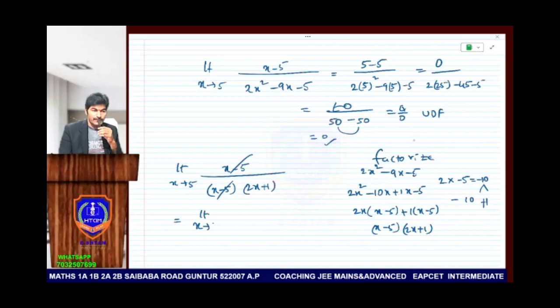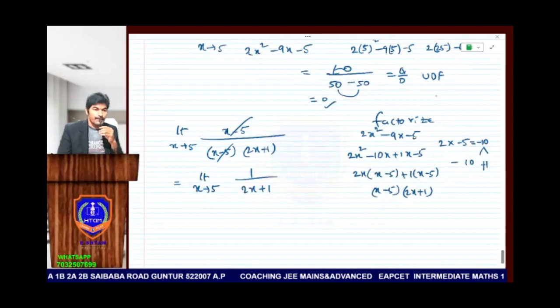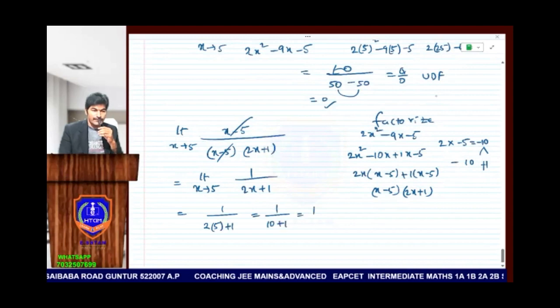Now, limit x tends to 5, 1 by 2x plus 1. And we will substitute the value of x as 5. So 2 times 5 plus 1, which will be 1 by 10 plus 1, which is 1 by 11. Understood?